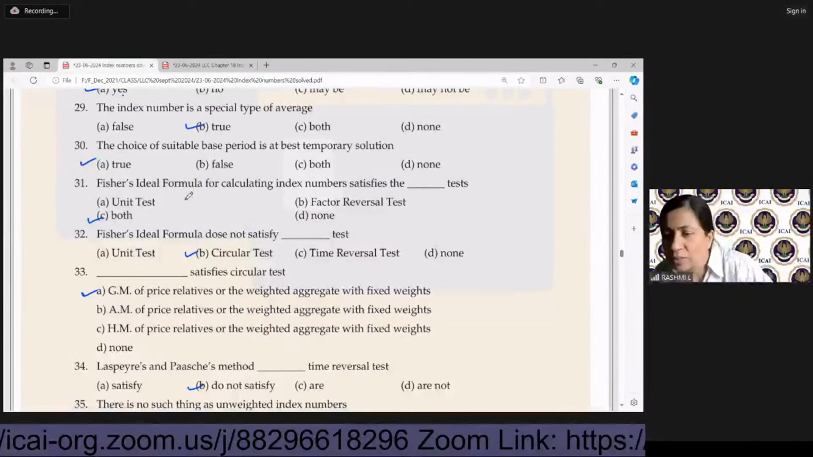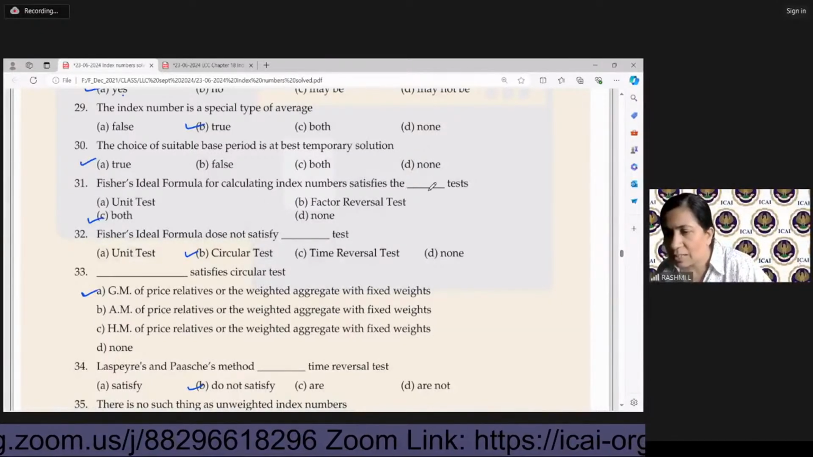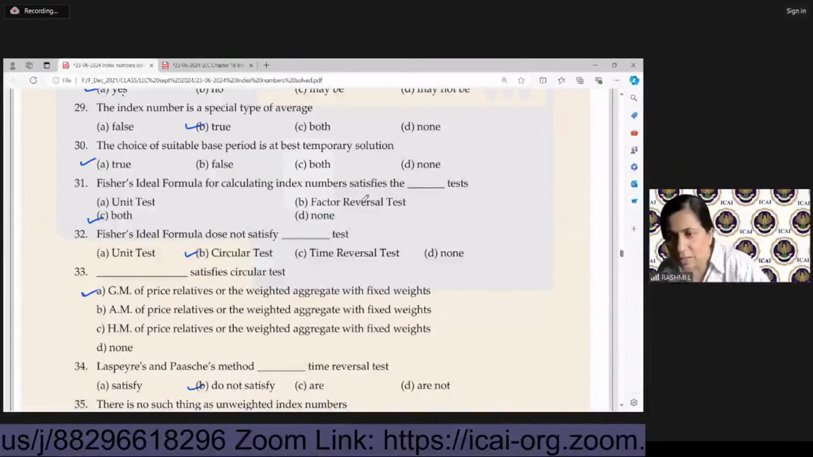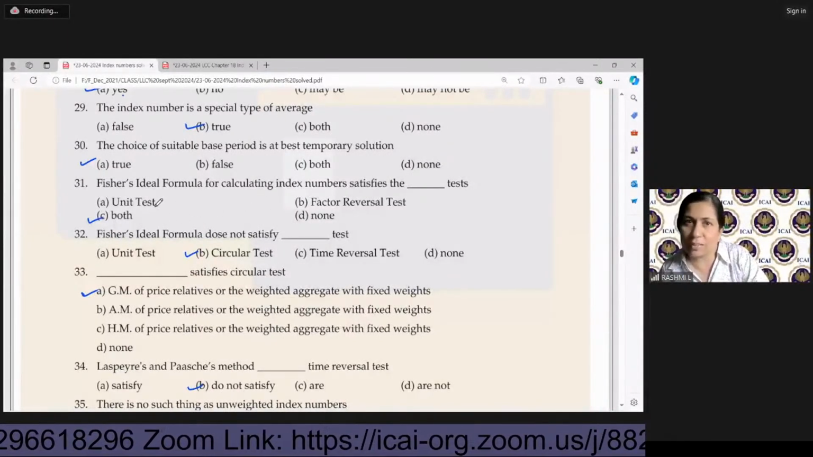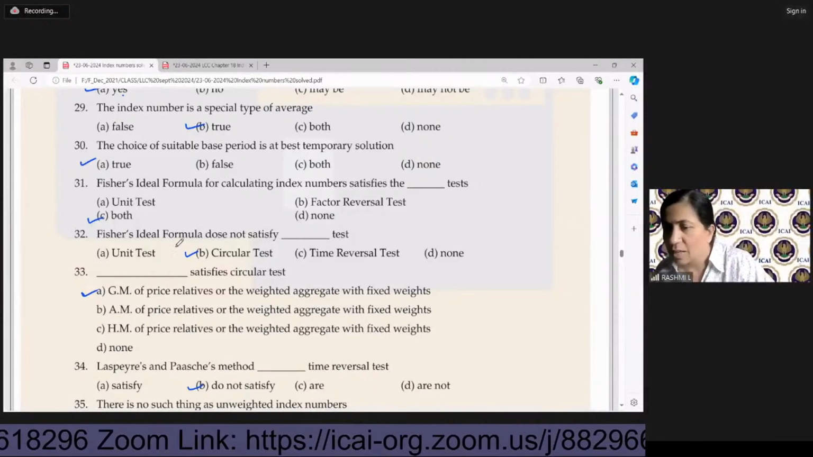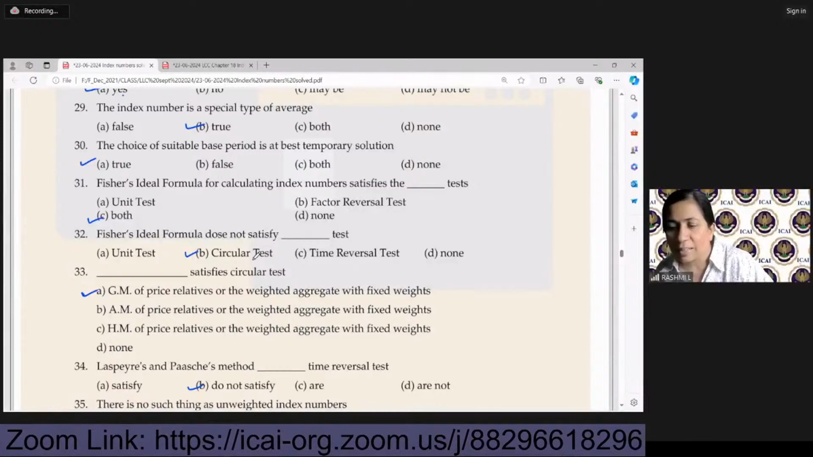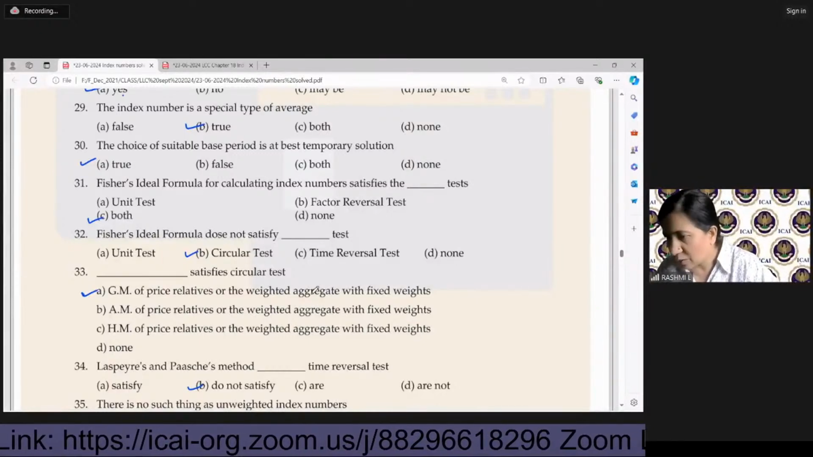Fisher's ideal formula for calculating index number satisfies the test. Which test? Unit test and factor reversal? Single or both? Yes, both. It satisfies both the unit test as well as the factor reversal test. Fisher's ideal formula does not satisfy the circular test. Dash satisfies the circular test.